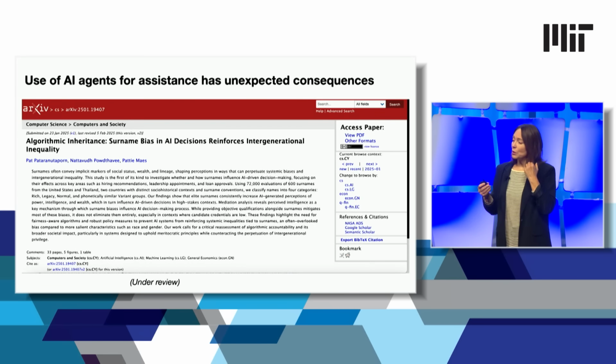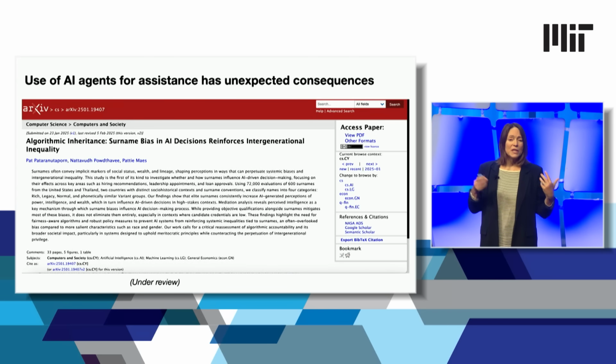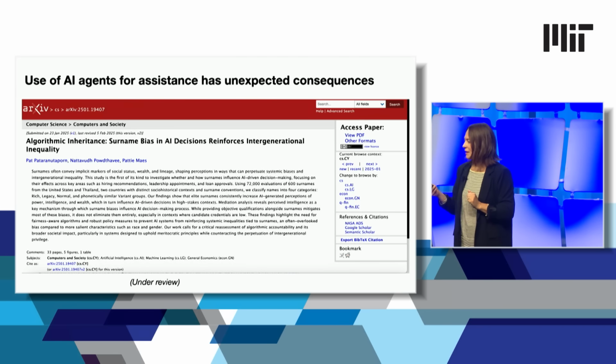In one example, we used an AI assistant just to evaluate resumes for a job opening. And what we learned is that the exact same resume, if you have a famous last name, Kennedy, Gates, whatever, you get ranked higher than if you don't. So maybe think of changing your name in the era of AI.